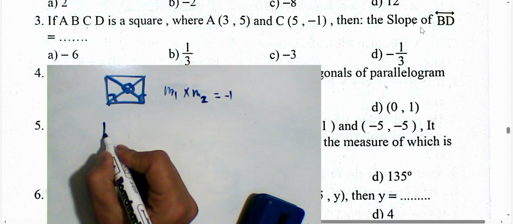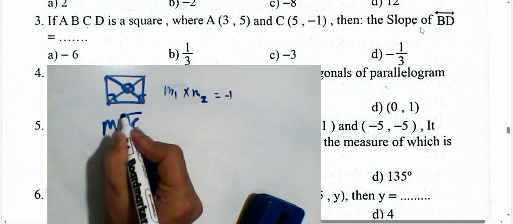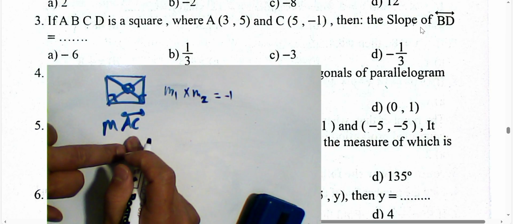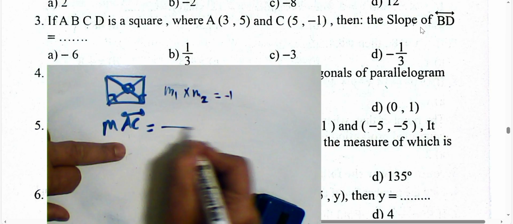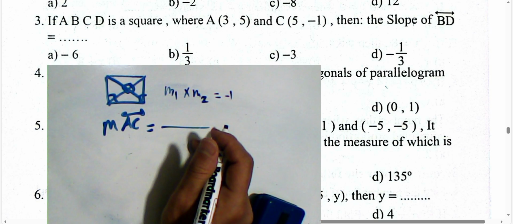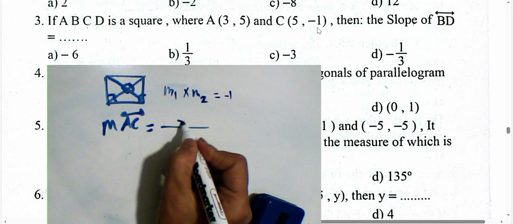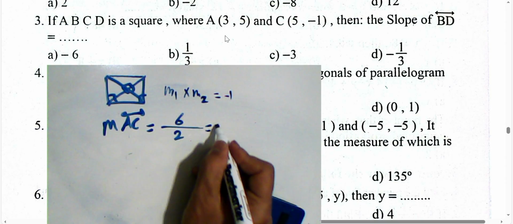Then we can find the slope of the first line segment AC, or straight line AC. It will be y2 minus y1 over x2 minus x1. We have here A and C. 5 minus 1... it will be 5 plus 1, 6, and 5 minus 3 is 2. 6 divided by 2 equals 3.